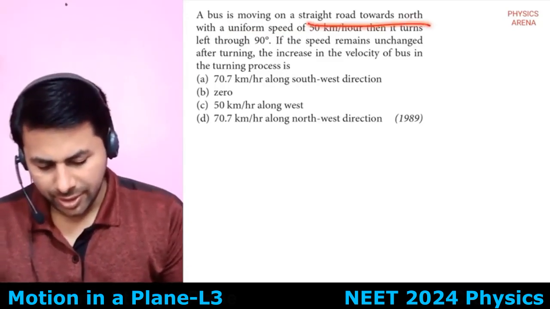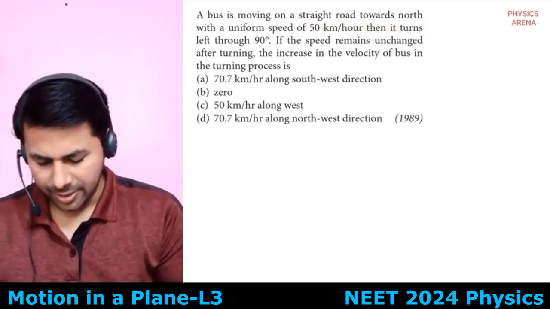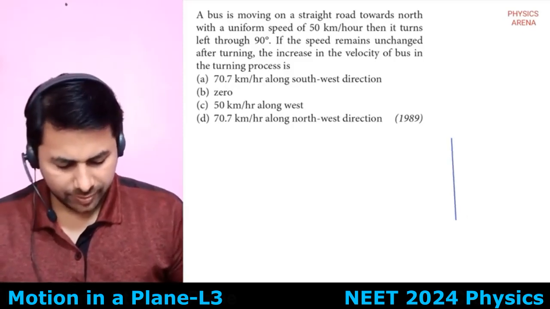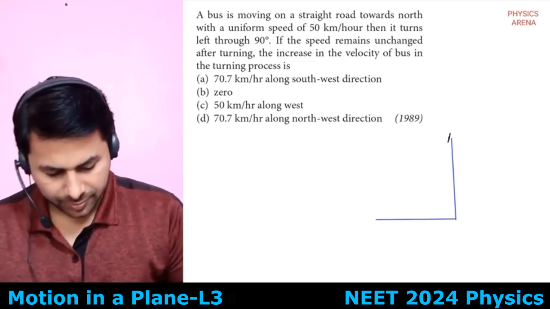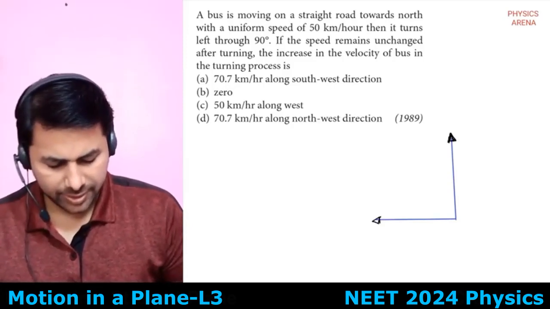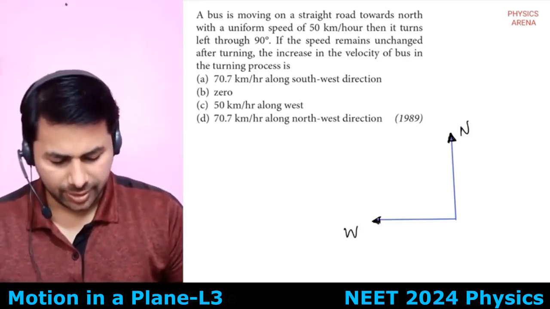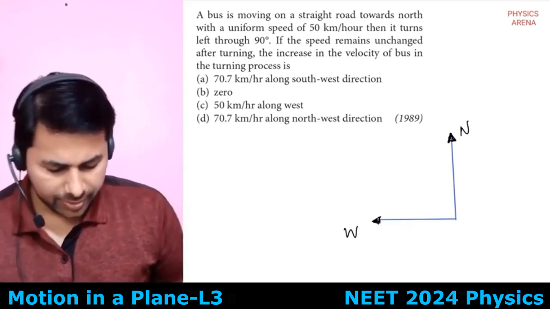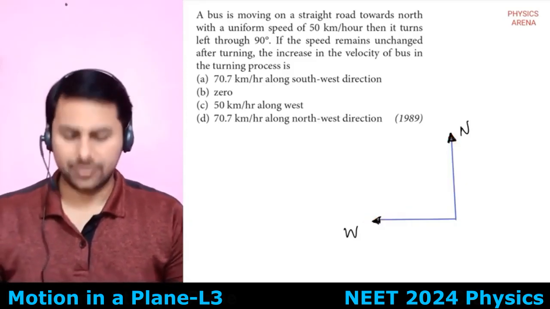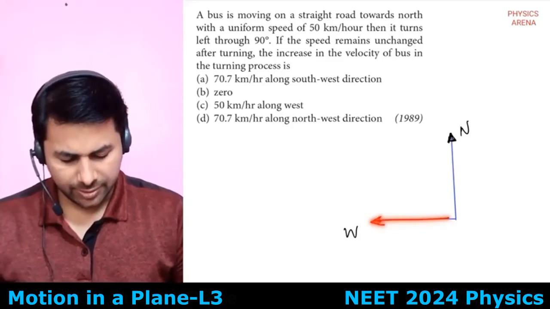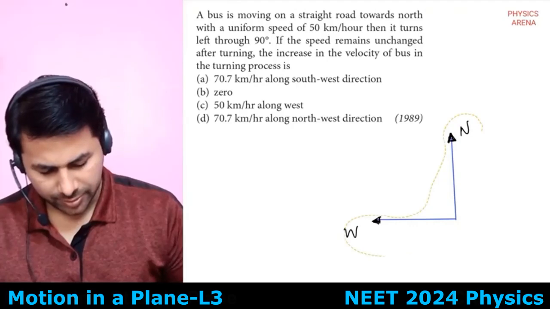Let's check. Initial velocity is towards north and then it takes a turn towards left. So this is initial velocity, this is final velocity, right? Initial is towards north. Final is towards west because it's taking a turn towards left. Okay. So what will be final minus initial? You want this one minus this.